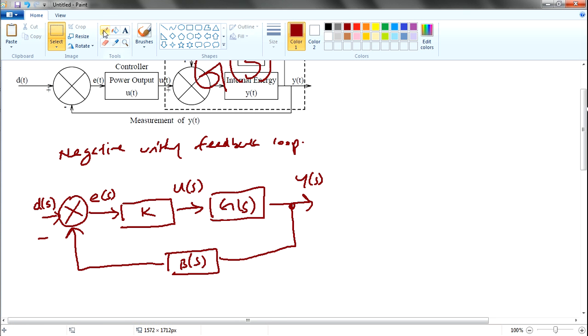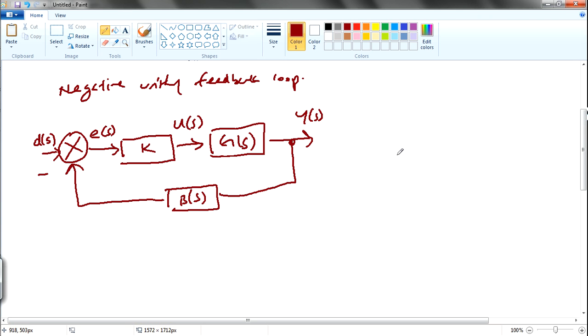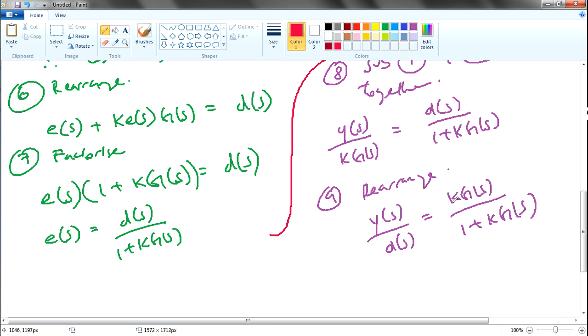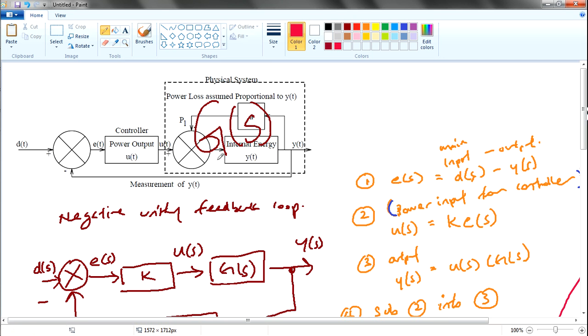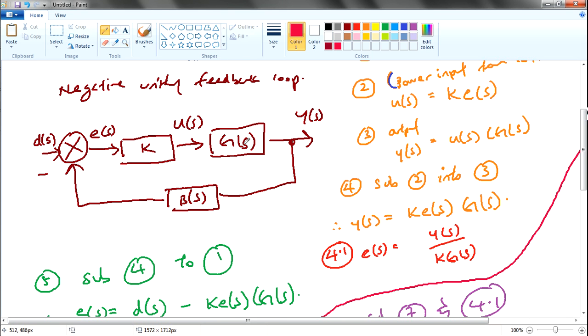So with this, our objective is to actually derive our open loop and closed loop system. The objective is to derive KG(s) over 1 plus KG(s), which is the closed loop function for this one. If you remember from your modeling, KG over 1 plus KG is a feedback loop, taking B(s) equals 1. So in this case, we assume B(s) is equal to 1. You can say that B(s) doesn't exist.